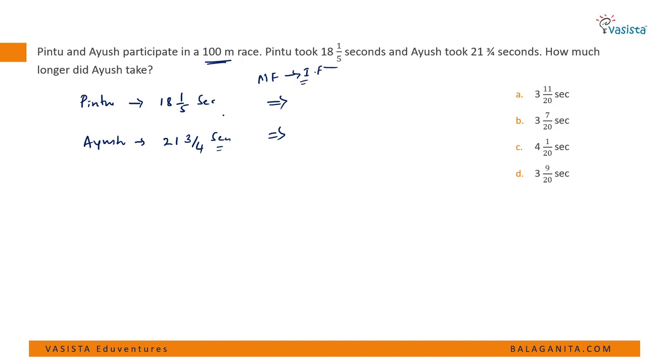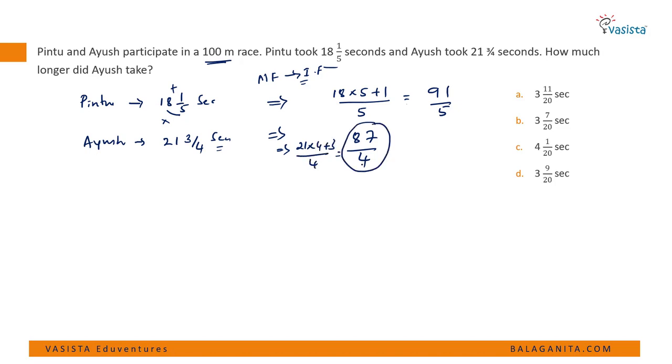Let me convert. You know how to convert it. You multiply, then you add here. Multiply and add: 18 into 5 plus 1, divided by 5. 10 5s are 50, 8 5s are 40, 90 plus 1, 91. So 91/5 we got. Now 21 and 3/4: 4 1s are 4, 4 2s are 8, that is 84 plus 3. This is going to be 87/4 we got. Right? So Ayush took 87/4 seconds.